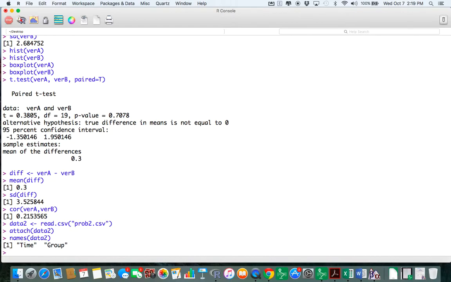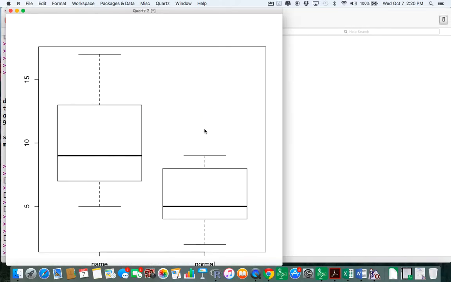Alright, so what I want to do now is get again a look at what's going on here. So in terms of descriptives, what I would probably want to do first of all is look at a box plot of my time across group. And it appears that when the name is provided, the amount of time is higher than for normal.